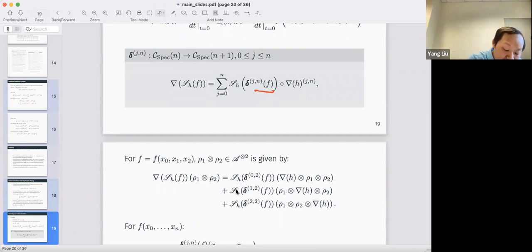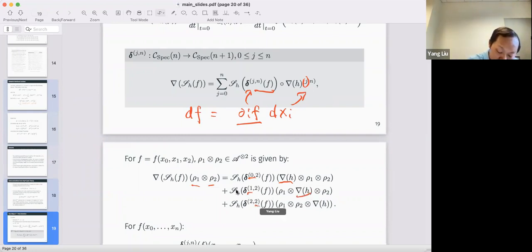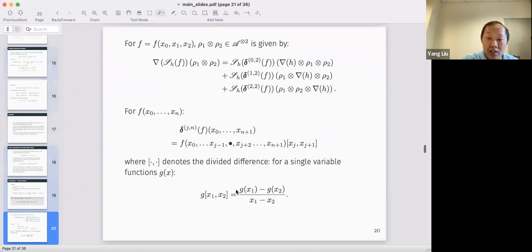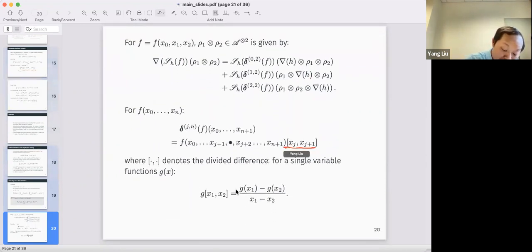I think the right-hand side looks very much like you have a df, like partial i of f times dx i. This j labels the positions of multiplications. j equals zero, you multiply from the left when acting on rho one and rho two. One is multiplication in the middle, two is multiplication on the right. So the transformation here is given by divided difference. I think I should better write the divided difference here, right? So here we start with a function of already several variables. I fix, say, the jth variable and I apply the divided difference.